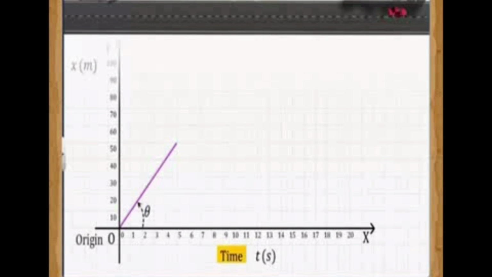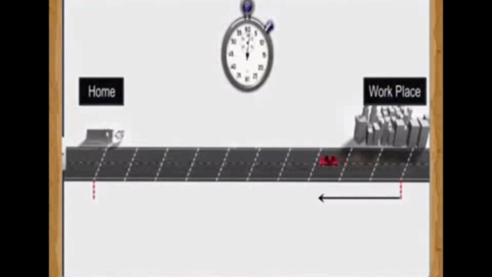That line makes an angle theta with the x-axis. Using that, you can calculate the velocity. By finding the theta value, you can draw the slope, and from that slope we can calculate the average velocity. Right? See that the car is in the rest position, that means it's moving at a constant velocity. Then it is moving from the workplace back to home.